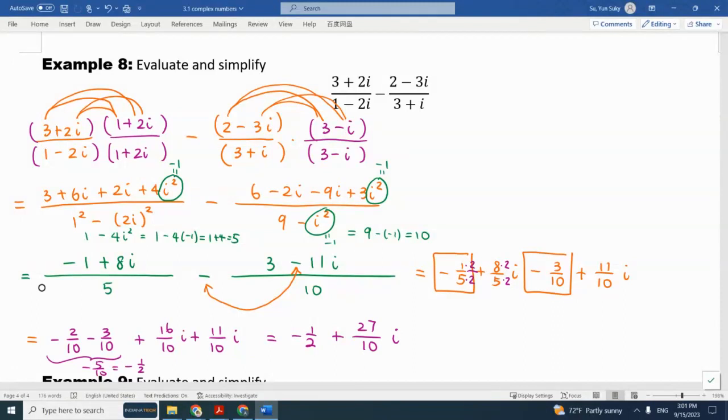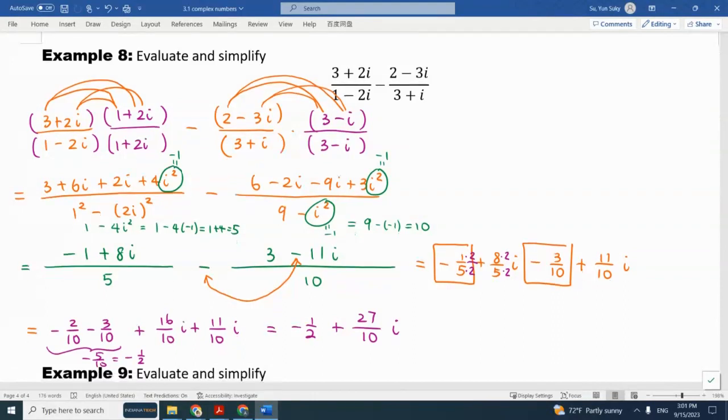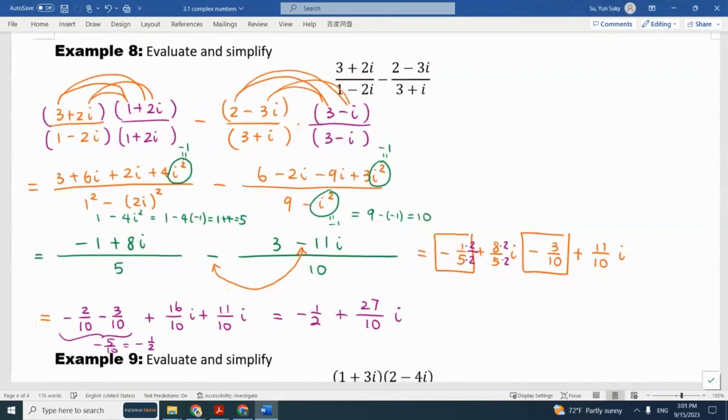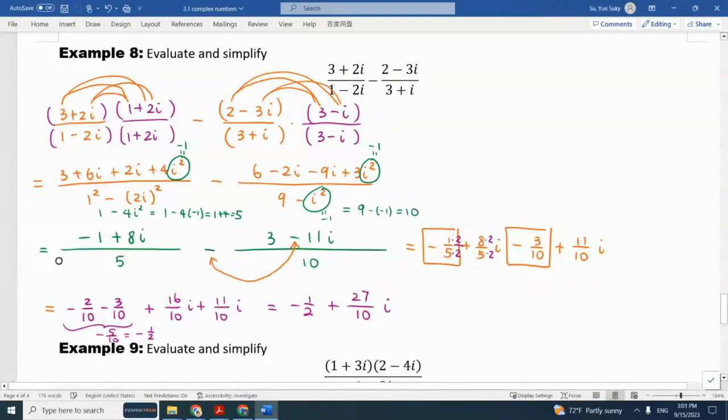So that's the end of this example. What time is it now? 3:01. Oh, we still have 6 minutes. We can do the next example together. Our class ended at 3:07, and we're already one lecture behind. It's better to do more. So any questions about this problem? If you have two fractions, simplify each of them, and then combine the like terms, then combine the real part and the imaginary part. Okay, everybody?